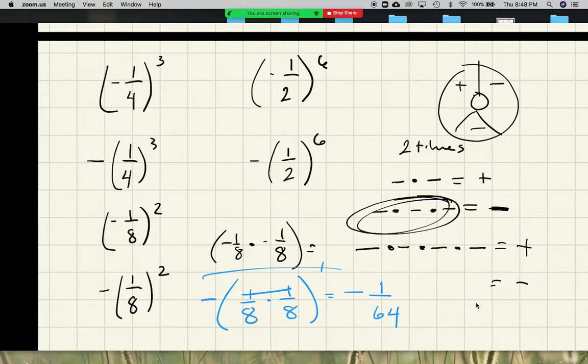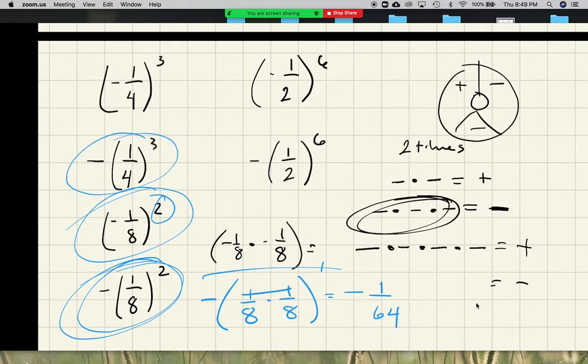So that would be negative 1/64. Actually, this one is like what the answer said, right? The answer said negative... Did it say negative 1/64? Yeah, it's negative. So this one works. This one gives you a positive because the exponent is even.